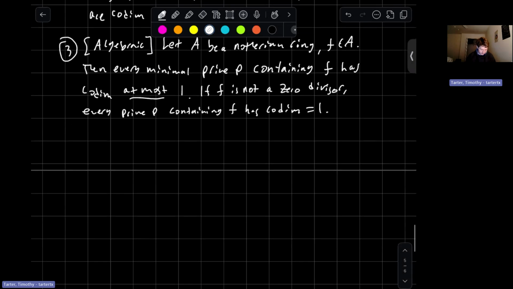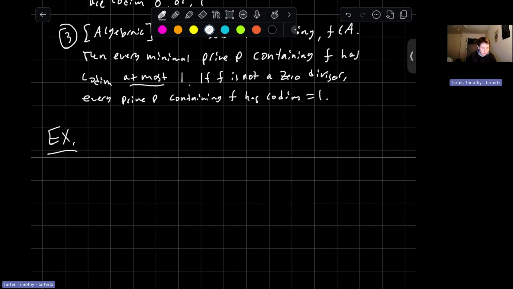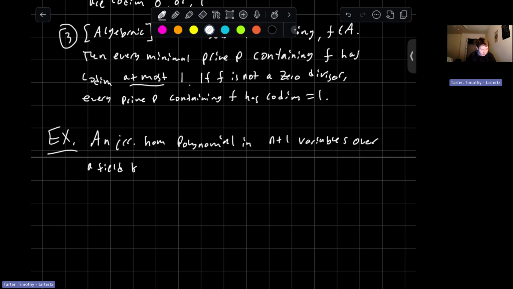All right, so kind of an example of how to use this, where this becomes relevant to us, is an irreducible homogeneous polynomial in n+1 variables over a field K describes an integral scheme of dimension n-1 in projective n space over K.